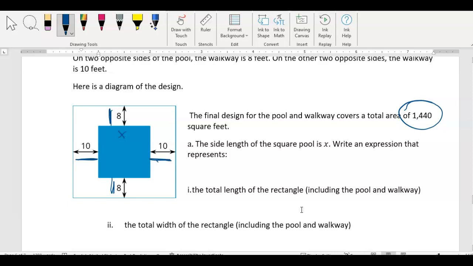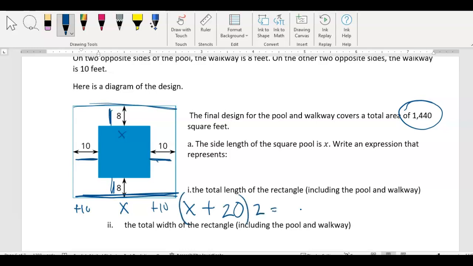Write an expression that represents the total length of the rectangle, including the pool and the walkway. So if we want the total length of the rectangle, we're looking at x plus, right, 10 on each side. So x plus 20 gives us 1. And then we would need to do that twice, right? Because this length right here is x plus 10 plus 10. And then we also have another length over here. So if we're looking at just the total length, this would be times 2. So you could write that as 2x plus 40. And then likewise, we need to look at the other side here, which is x plus 8 plus 8, or x plus 16.